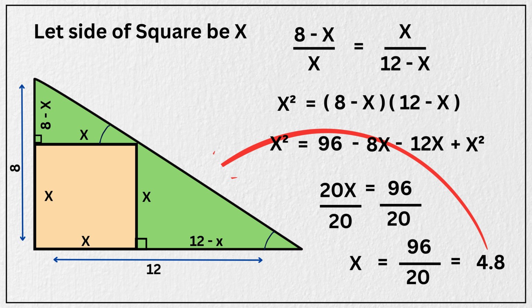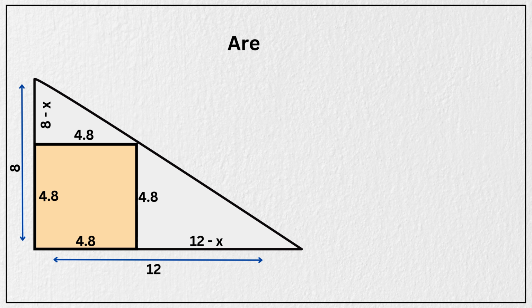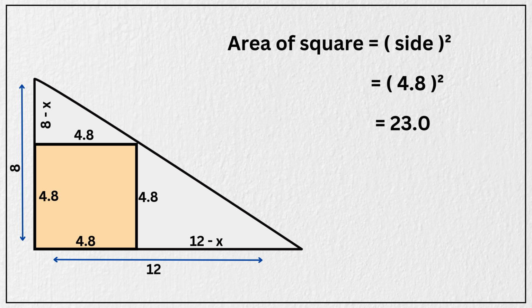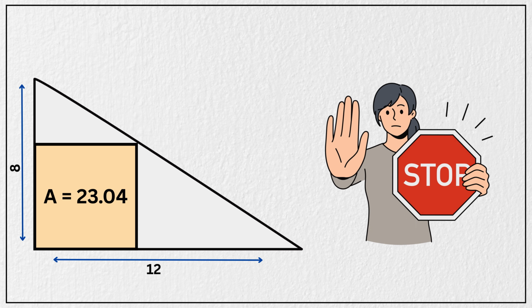Now we substitute this value to find the area of the square. The area of the square is calculated by squaring its side, so area is 4.8 squared, which is equal to 23.04 square units. And that is our final answer. Pretty cool, right? But wait.